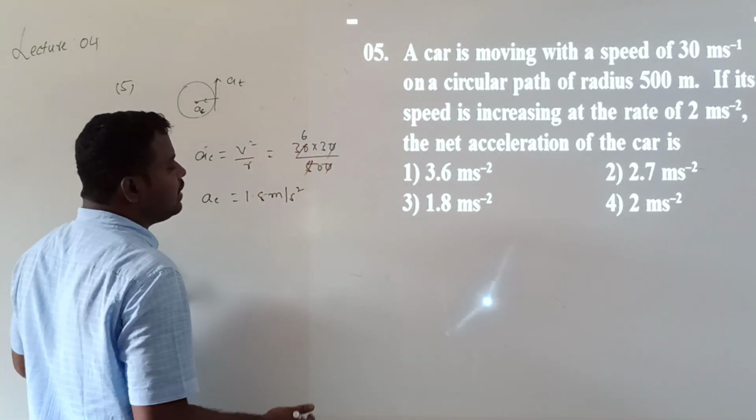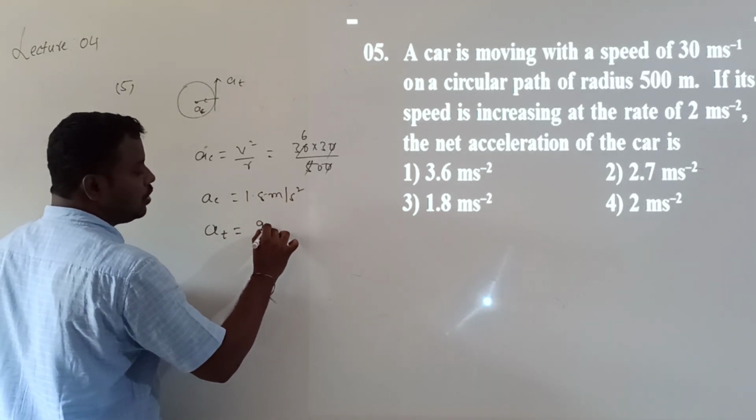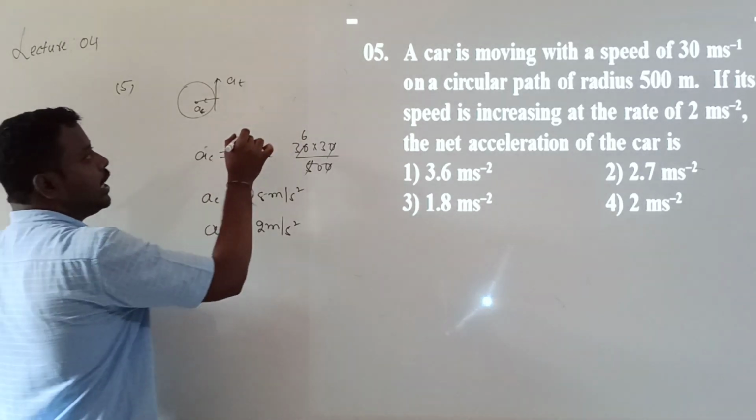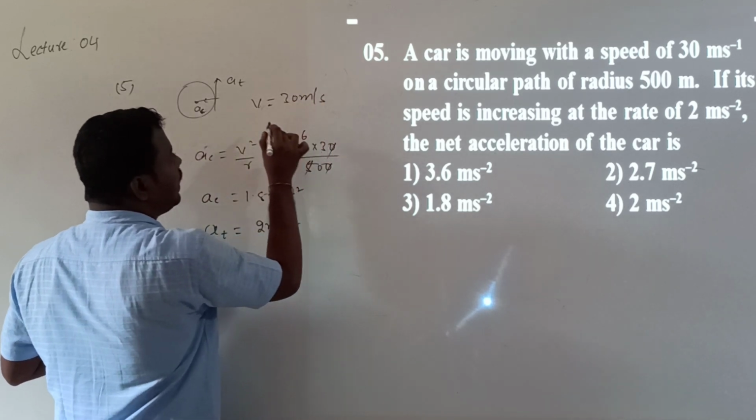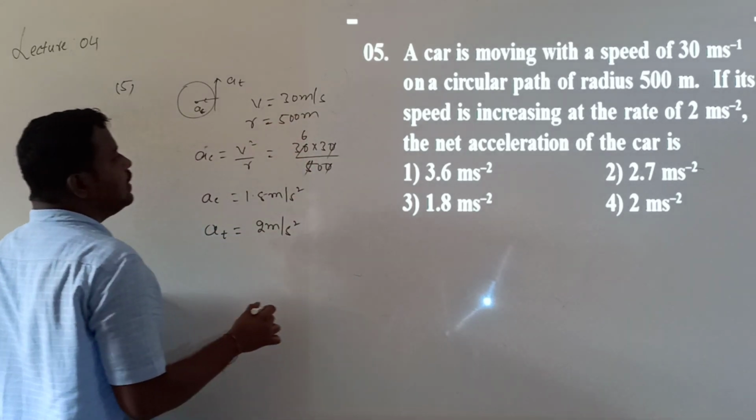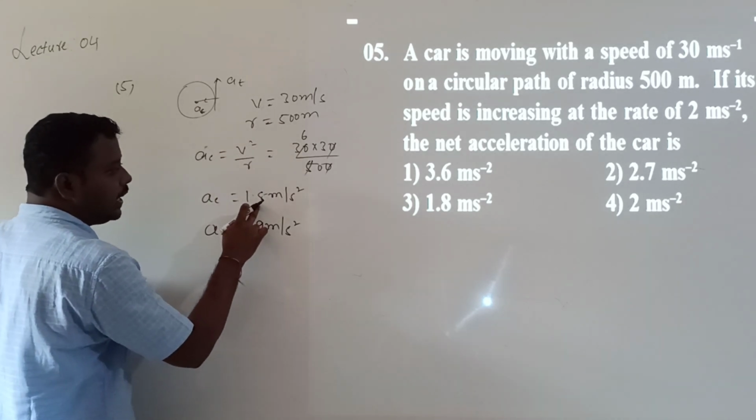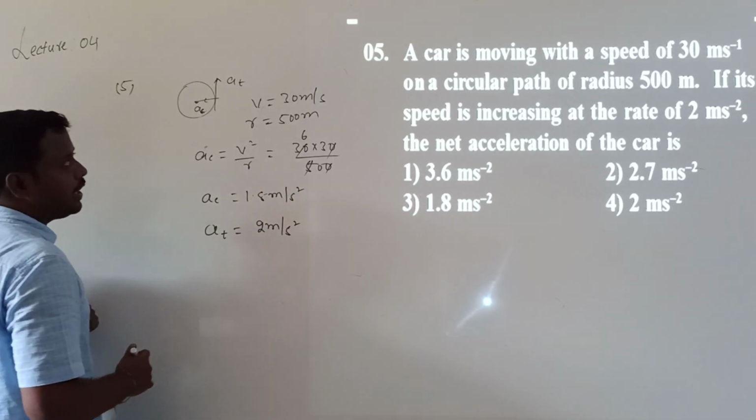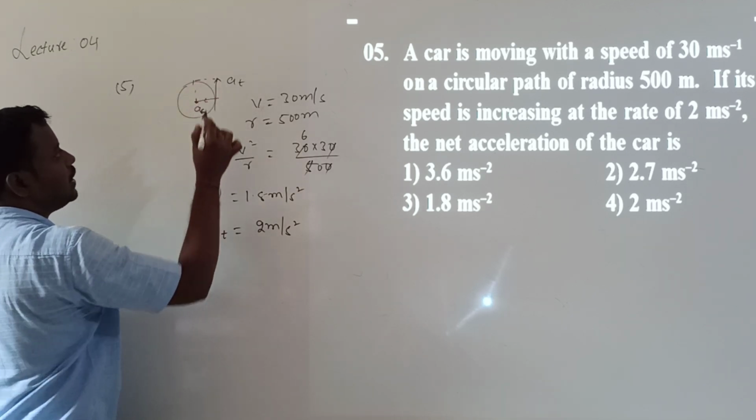Now the speed is increasing at a rate, and that is the tangential acceleration, 2 meter per second square. As per the given data, they only gave the velocity, 30 meters per second, and the radius, 500 meters. First I calculated the centripetal acceleration by the formula V square by R and got AC as 1.8 meter per second square. Then AT is 2 meter per second square. AC and AT are perpendicular to each other.